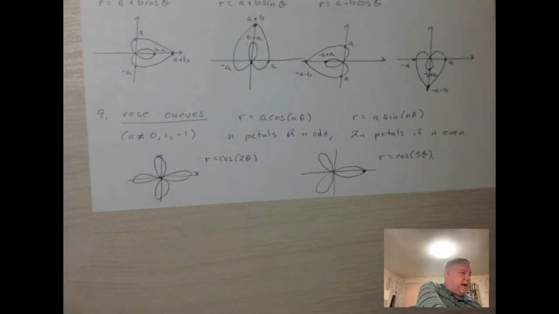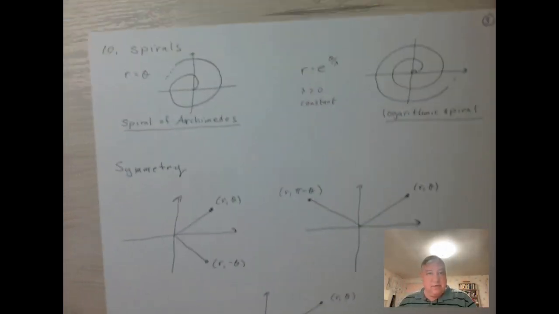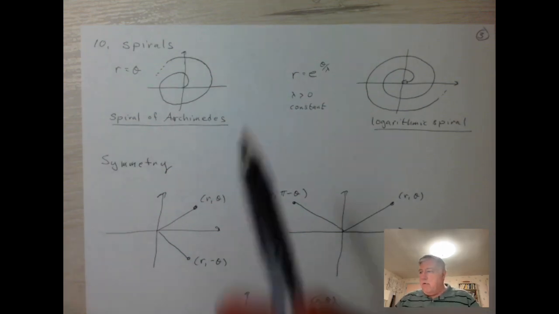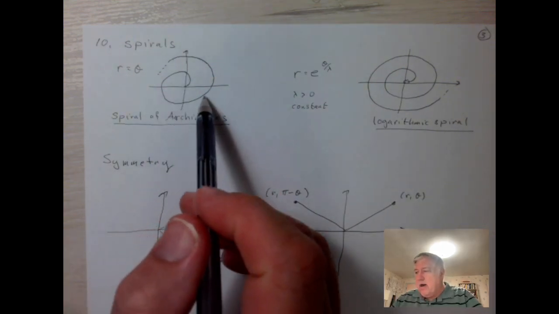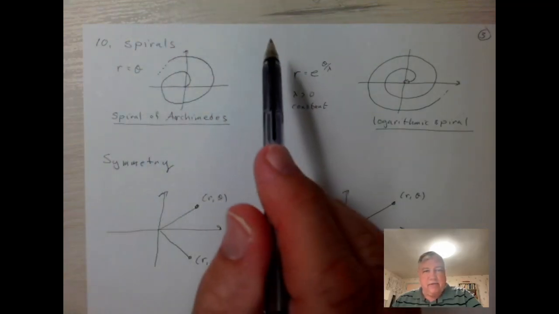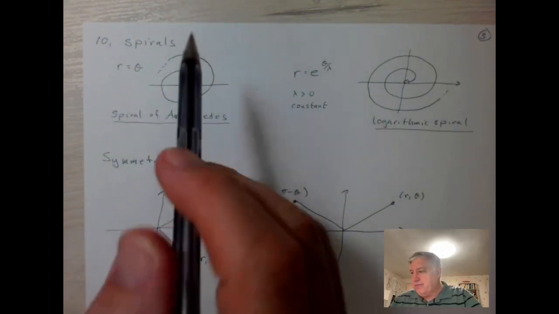Some other nice graphs are spirals. We'll just say the real simple equation is r equals theta. The more the angle rotates, the bigger r is. So this spiral actually goes on forever. It spirals out of control, I guess.